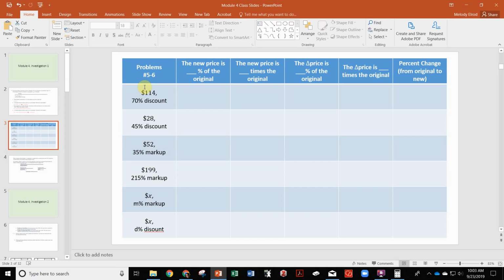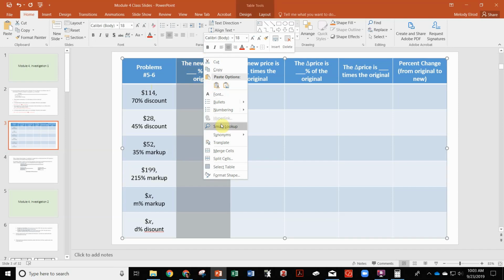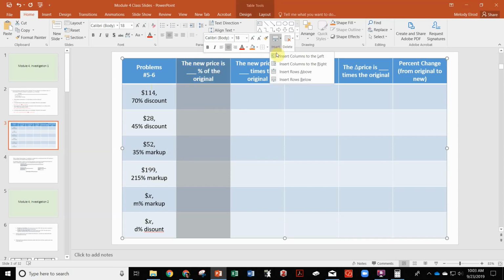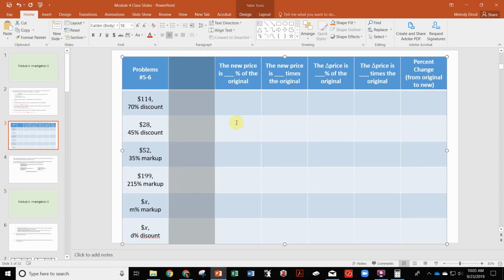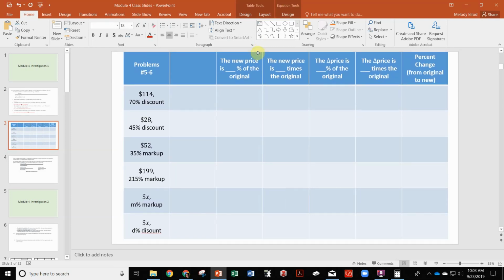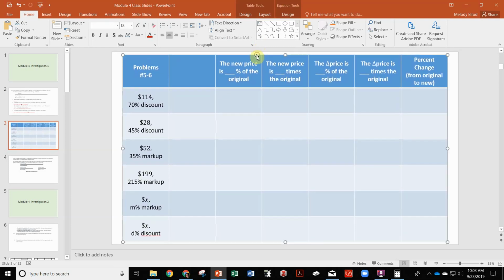I want you to think about this problem. In fact, I should have also included a column for that. So this is not going to be in your PowerPoint notes that I posted online, or maybe it will. Maybe I'll change that.